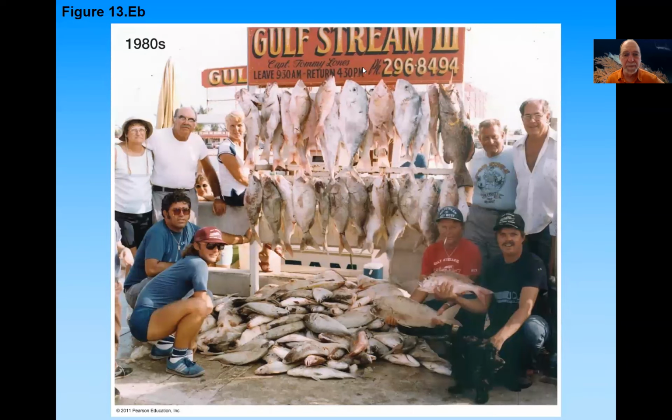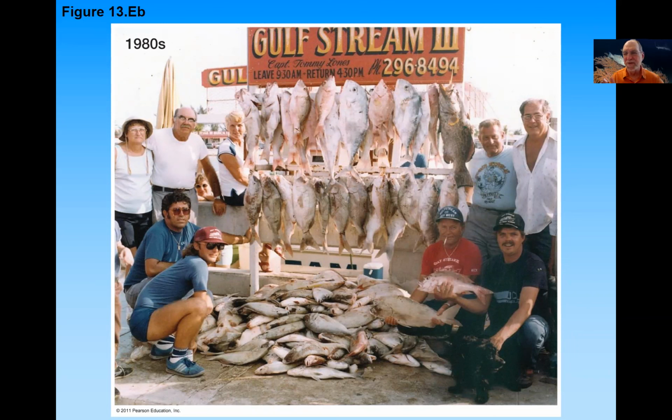We're still in Key West, and the fishermen have gone out, and they've had a fun day, they've all gotten a little sunburned, and they've come back, and these are all the fish that they've caught. Well, what do you see when you look at this picture here?